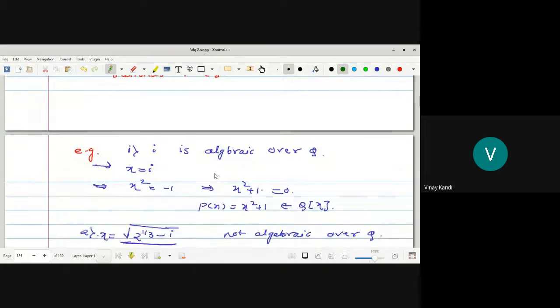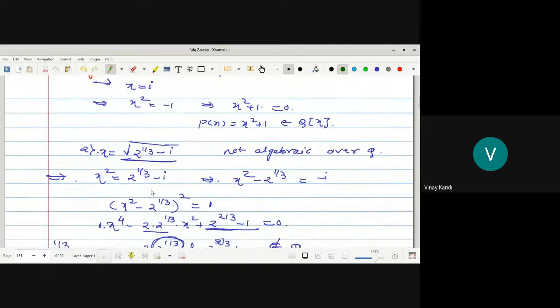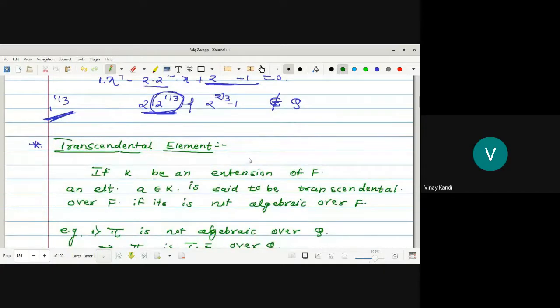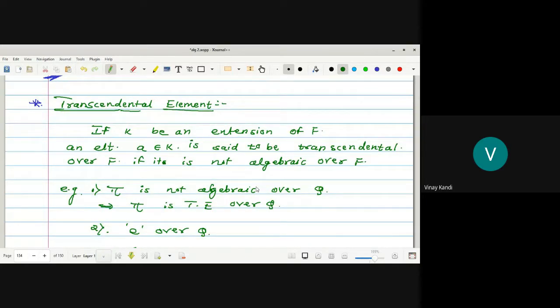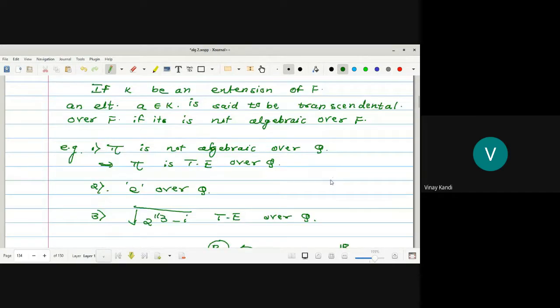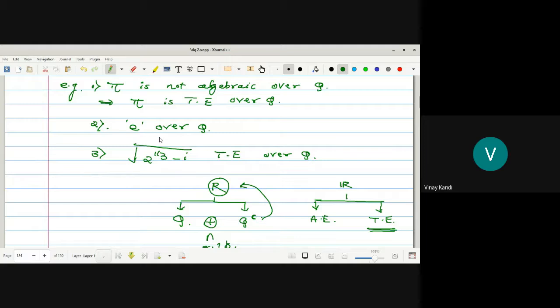So i is algebraic over Q here, but this complex element, x equal to the square root of 2 raised to 1 by 3 minus i, is not algebraic over Q. And this is the definition of a transcendental element. If K is an extension of the field F, an element A belonging to K is said to be transcendental over F if it is not algebraic over F. So there does not exist any polynomial in F[x] such that the element A is a root of that polynomial. Here root 2 is algebraic over Q, but pi is not algebraic over Q, and e is not algebraic over Q.